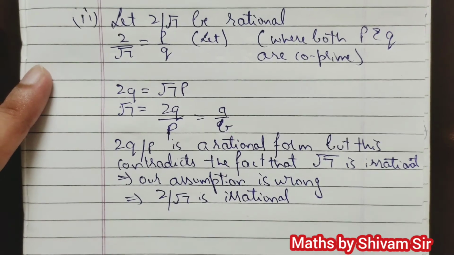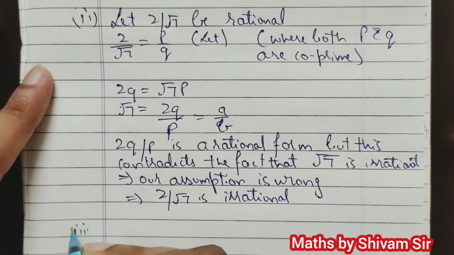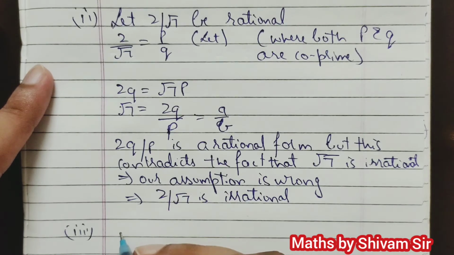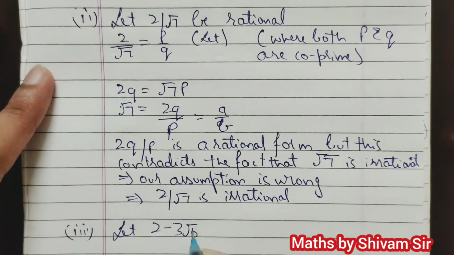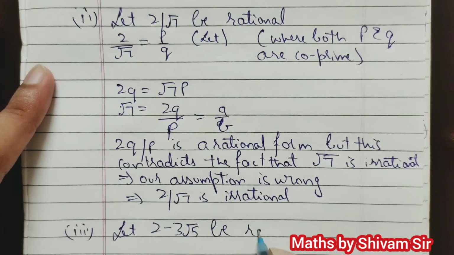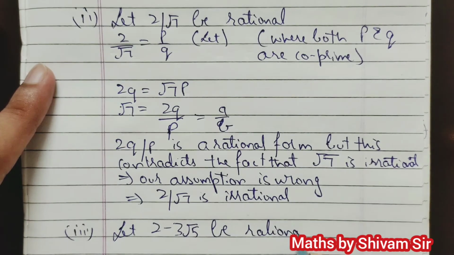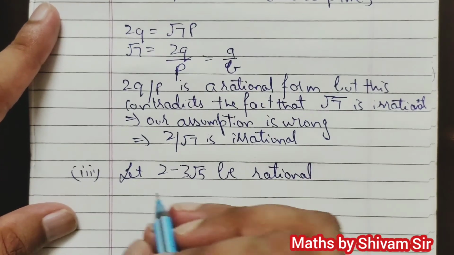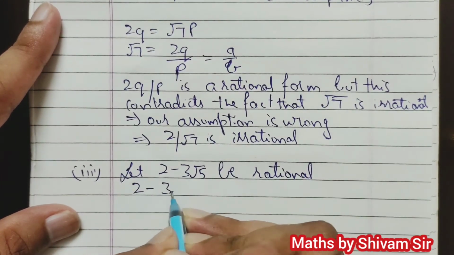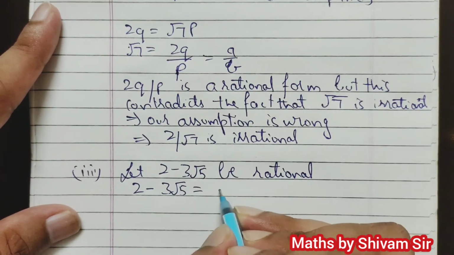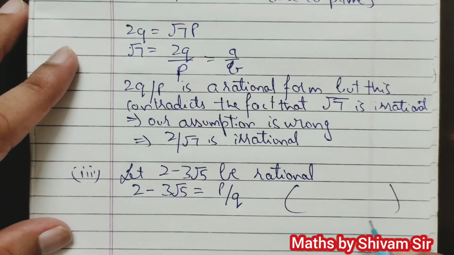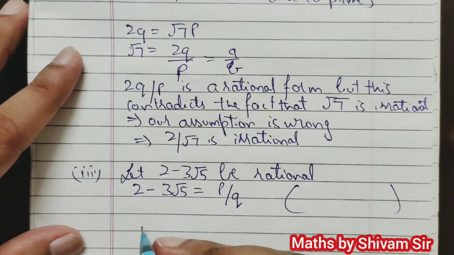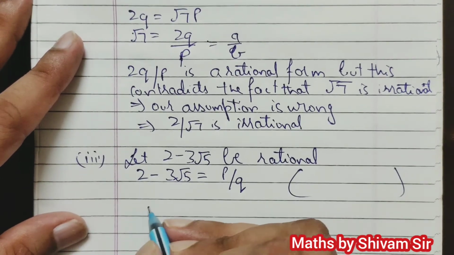So let's move on to the third category of this question using the third part. The third part is, let 2 minus 3 root 5 be rational. So 2 minus 3 root 5 can be written as p upon q. If it is rational, it can be written as p upon q, where both p and q are co-primes and q not equal to 0.